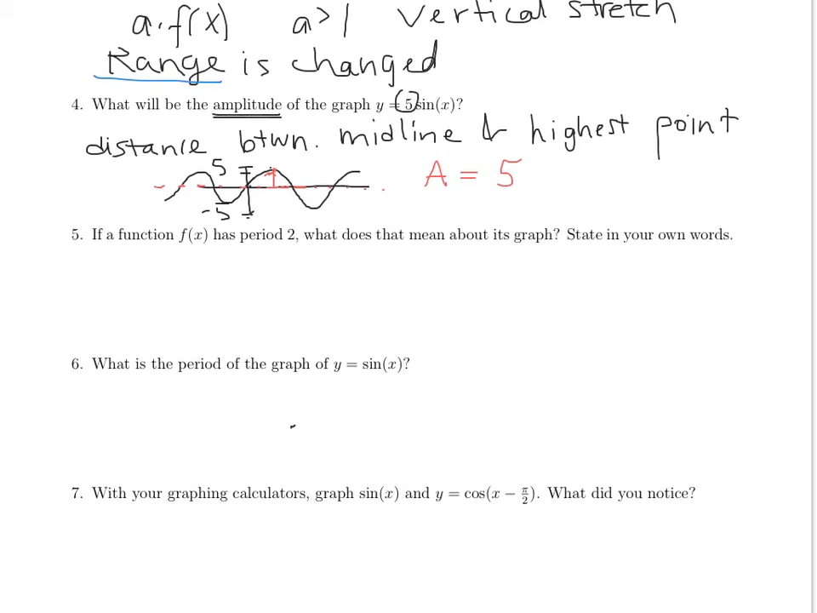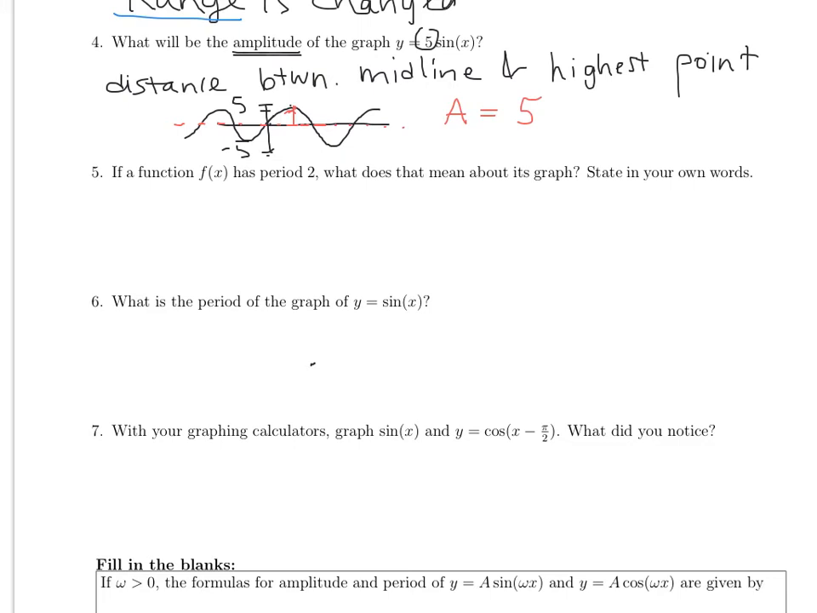If a function has period 2, what does that mean about its graph? That means the graph repeats. And if the period is 2, then it means the shortest distance between repeating parts is 2.